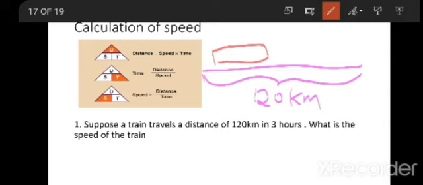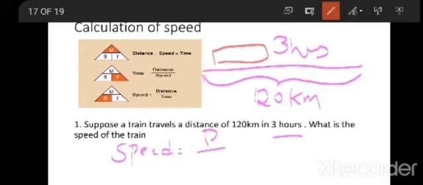How much time did it take to cover this? Whenever you are going from one place to another, it takes time to cover that distance. So how much time? 3 hours it took. The train took 3 hours to complete 120 kilometers. But we don't know at what speed it is traveling. If you want to know the speed, you all know speed is equal to distance by time. This you have to remember.